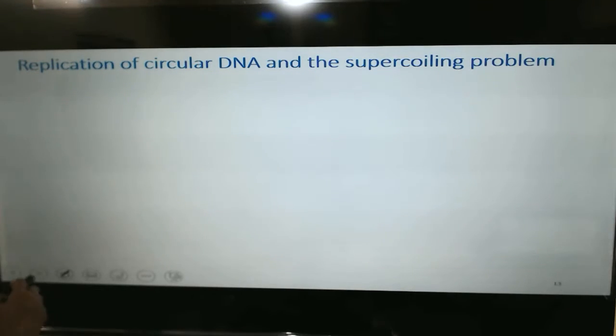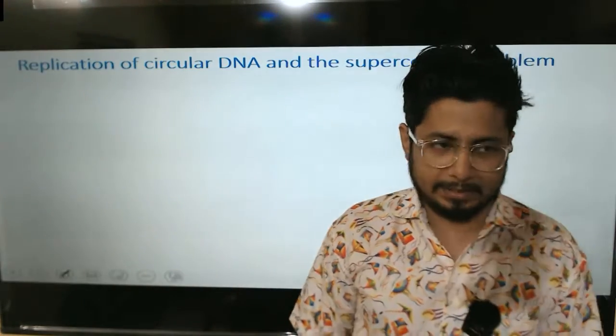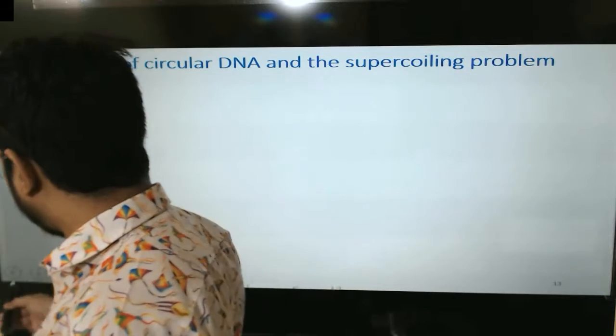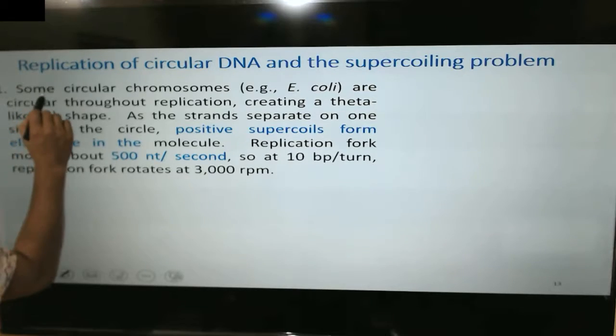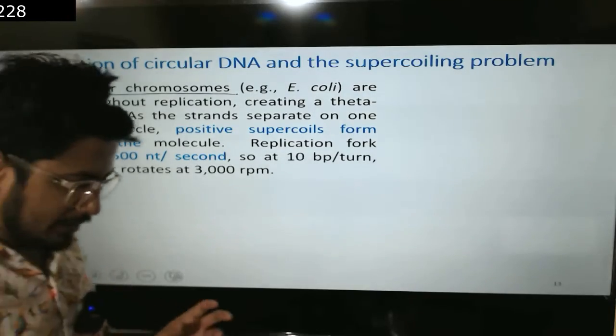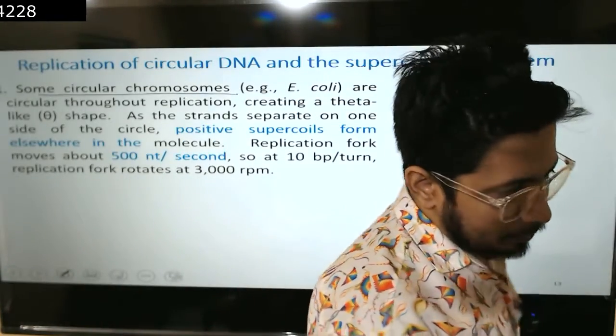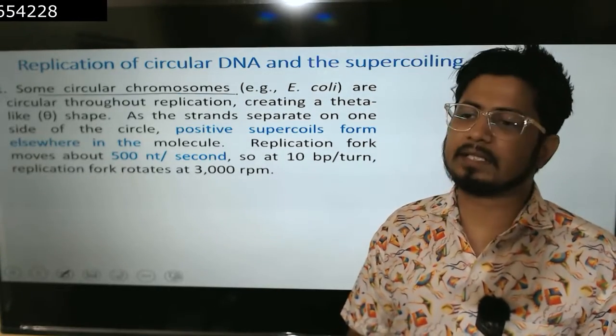Now this raises a problem in DNA replication. A bigger problem in DNA replication is the supercoiling in the DNA. While we are opening the strands, separating the strands from each other, in circular chromosomes in E. coli, the hydrogen bonds are broken and we are moving towards 5 to 3 prime of the newly synthesizing strand.